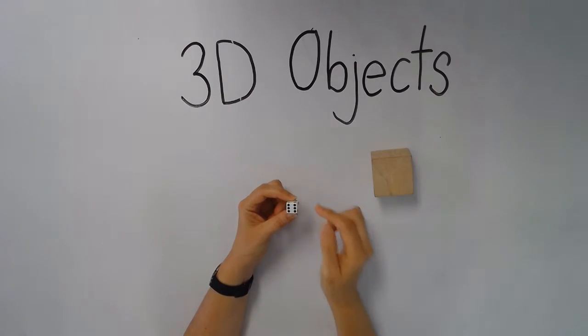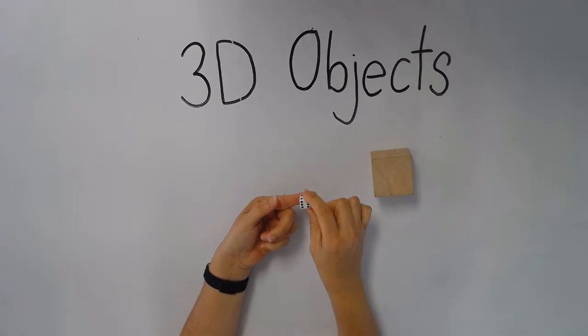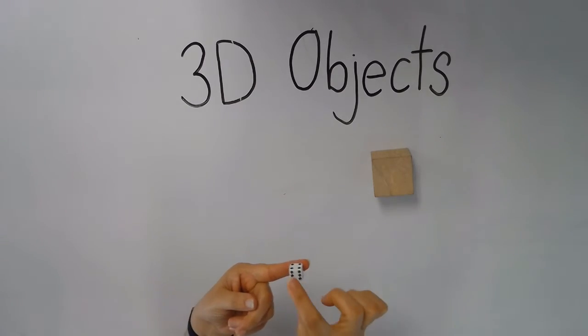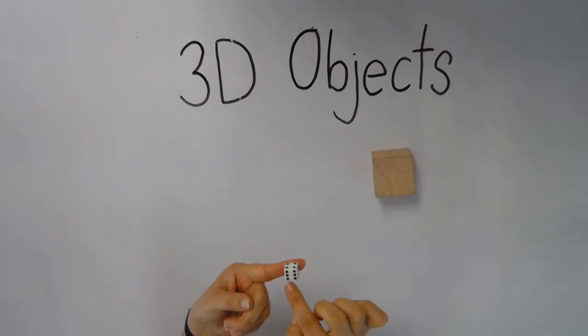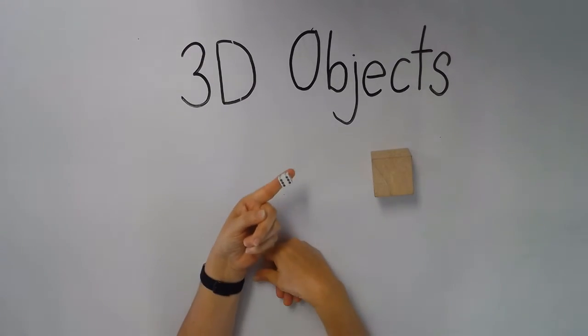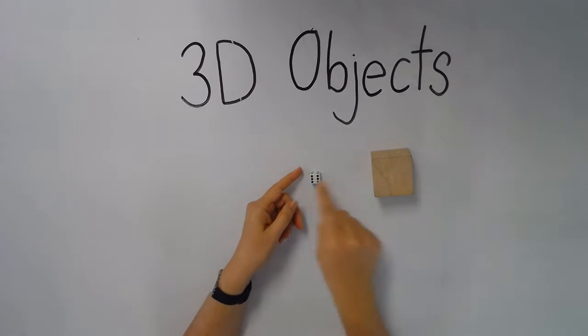1, 2, 3, 4, 5, 6 faces. And 1, 2, 3, 4, 5, 6, 7, 8 corners. Do we call them corners? We call them vertices. Vertices, sorry. And it's got 1, 2, 3, 4, 5, 6, 7, 8, 9, 10, 11, 12 edges. It's little, but it is exactly the same shape.